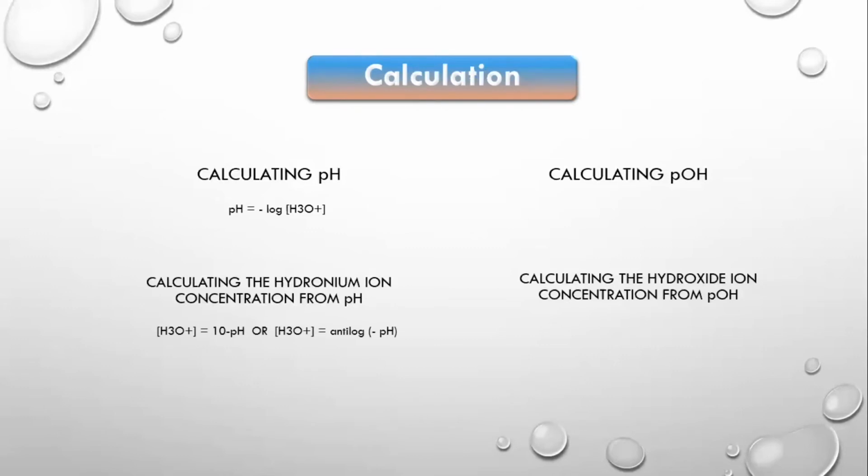For calculating the pOH, you need to know the concentration of the hydroxide ion in moles per liter or its molarity. The pOH is then calculated using this expression. pOH is equal to negative logarithm of hydroxide ion. For calculating the hydroxide ion concentration from pOH, you can use the reverse mathematical operation employed to find the pOH, following this equation.